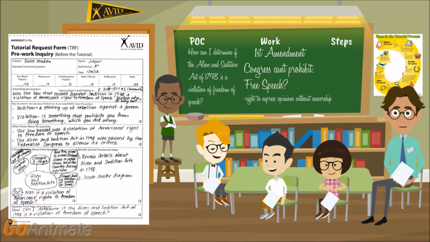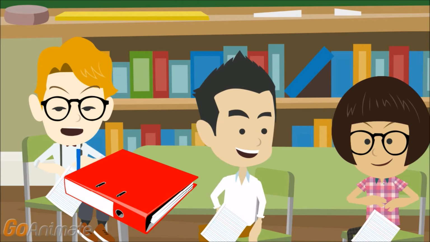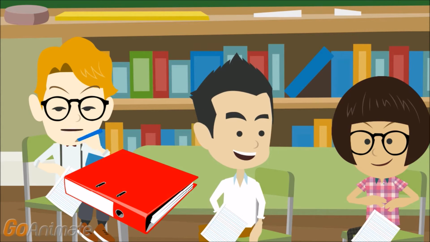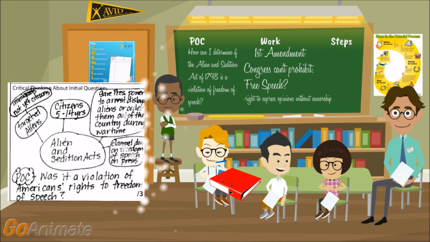So, now, let's think about the original question on the TRF. How was the Alien and Sedition Act of 1798 a violation of free speech? Does anyone have any notes on what the law said? I've got some Cornell notes on this in my binder. And also, didn't you have a cluster map about this, Jason? Yes. You are right. I did have a cluster map.